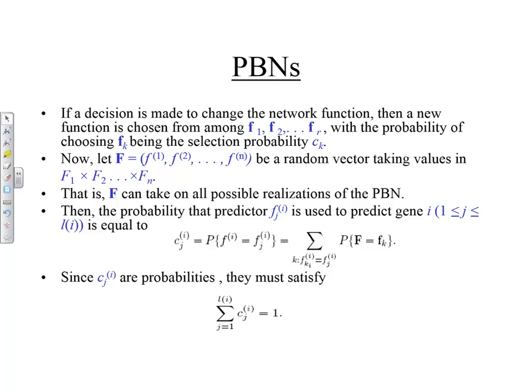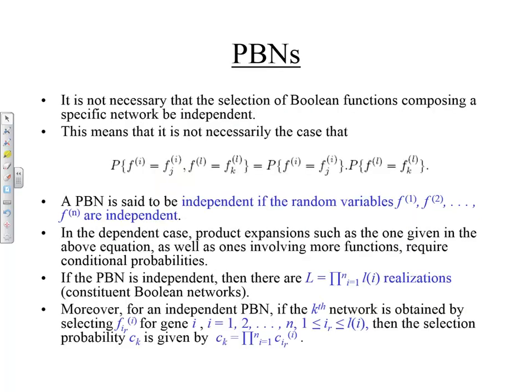So since the Cij's are probabilities, they will have to satisfy this relationship because, for the ith gene, you have Li predictors, and the value has to be according to one of the predictors. So this has to sum to 1. So no deep rocket science there.